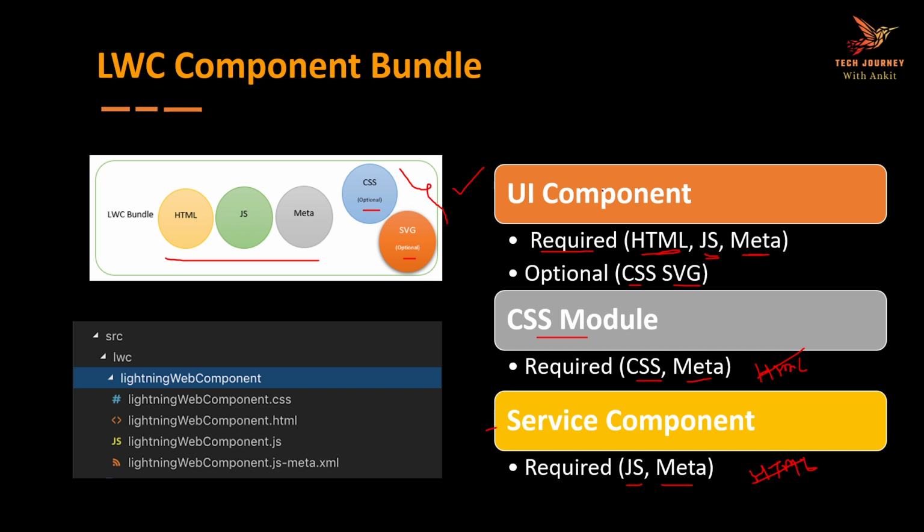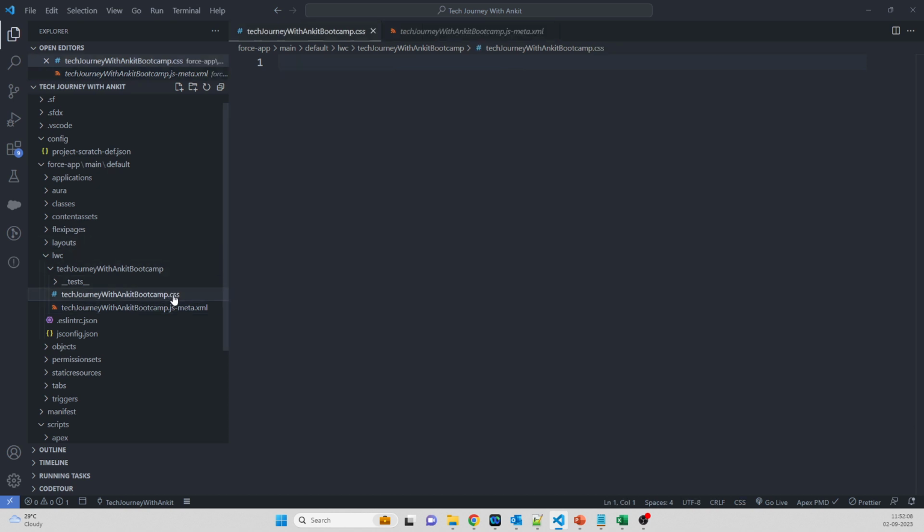The only file which is common in all these three different types of component is the meta file. So we can put the rule here that irrespective of the type of component that we are creating, the meta file is always mandatory. Other types of file are optional. Depending on our requirement, we can delete those files as well. So to create the JavaScript file, we just need to put here the code as .js and my JavaScript file will be available.